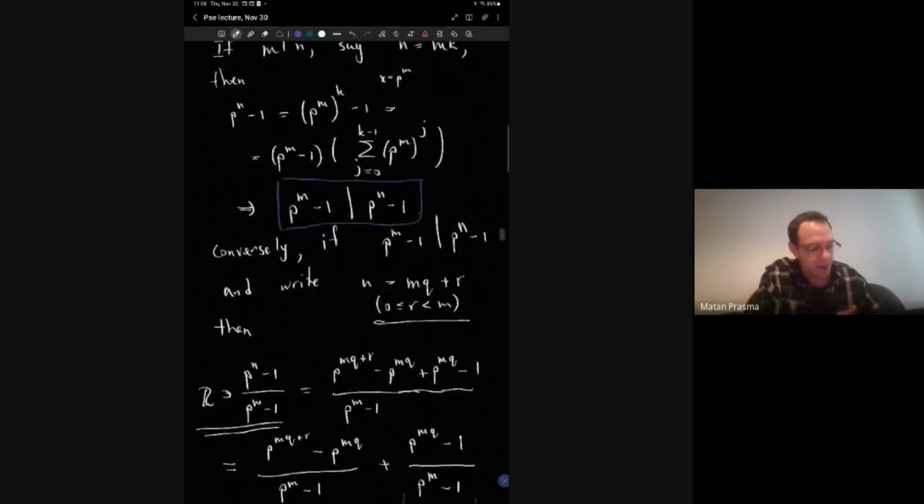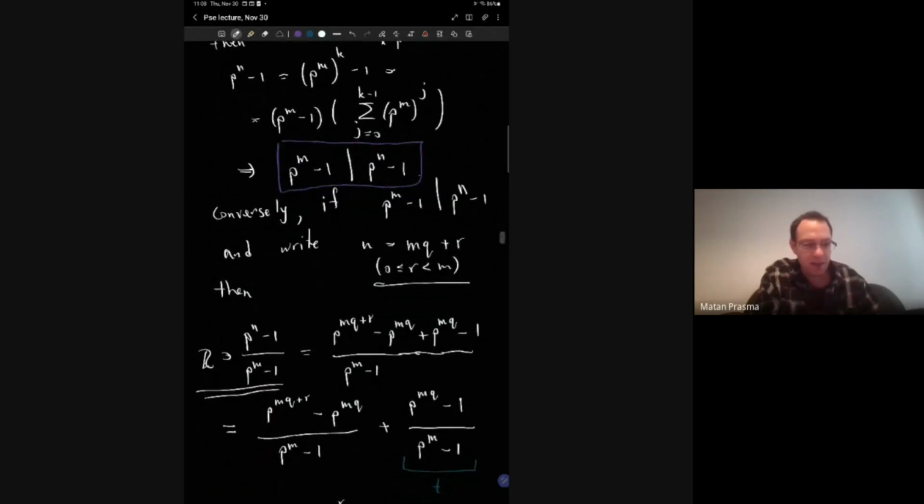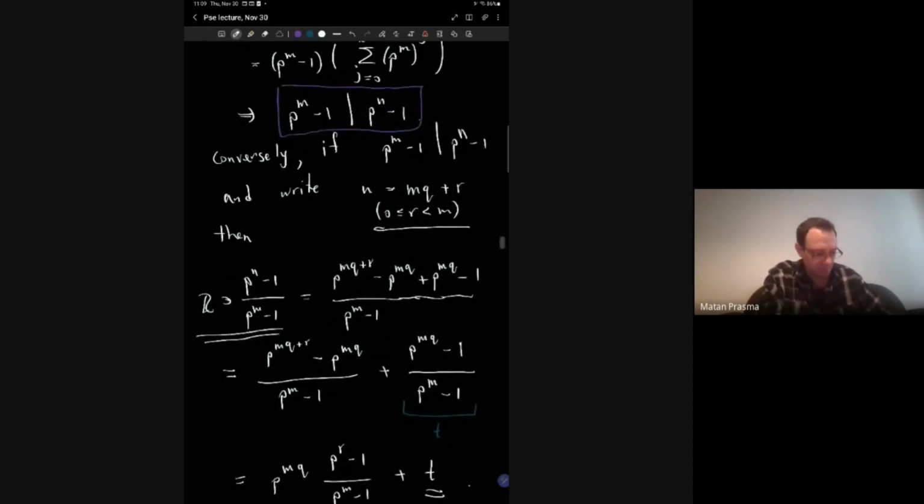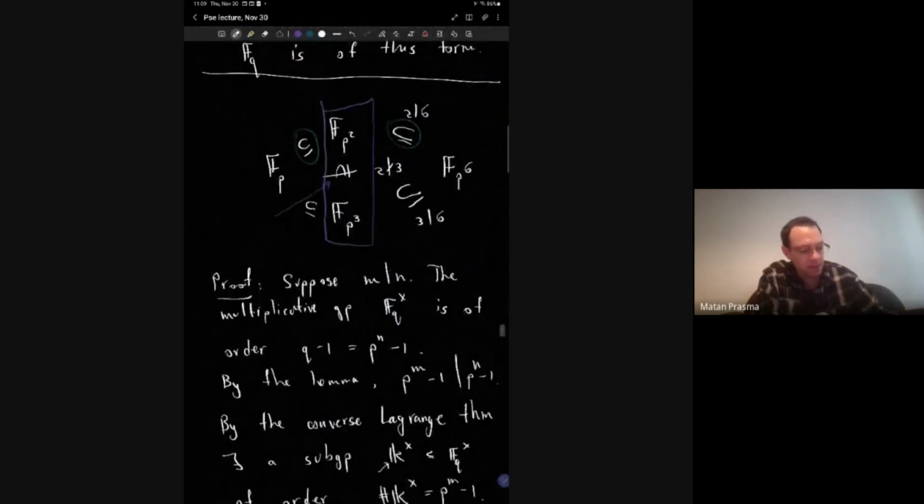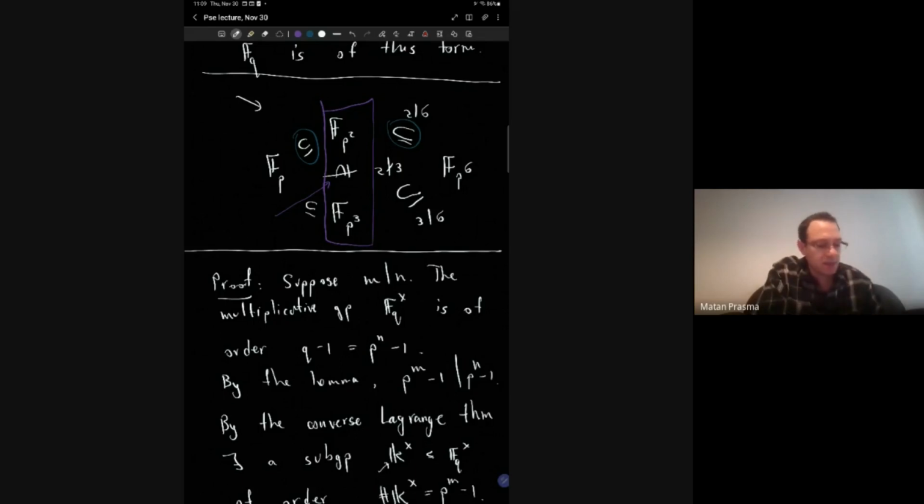Any such subfield must be the roots of the polynomial x^(p^m) minus x, and this essentially pins down the only option you get. It means that there is a unique subfield of this form. Okay, and so this picture here is the way to view it.